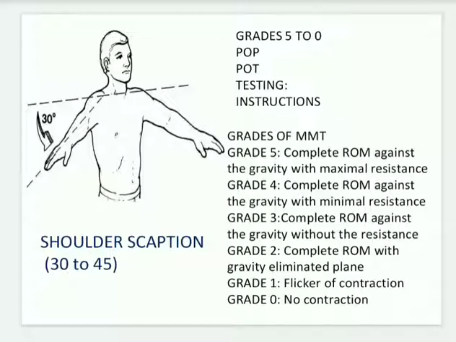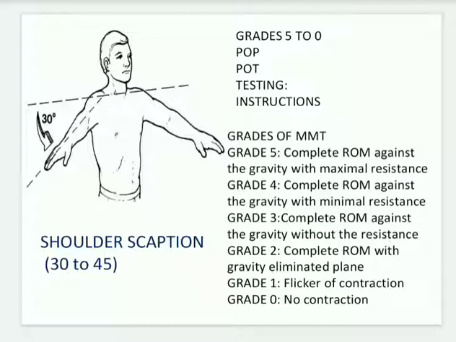And next is your shoulder scaption, which is about 30 to 45 degrees. This figure tells about grade 5 to grade 0. Position of patient is sitting, short sitting, and the therapist is in standing, and the hand is used for resistance. The testing is that the patient elevates the arm in flexion and abduction, in the flexion range and the abduction range at 30 to 45 degrees.